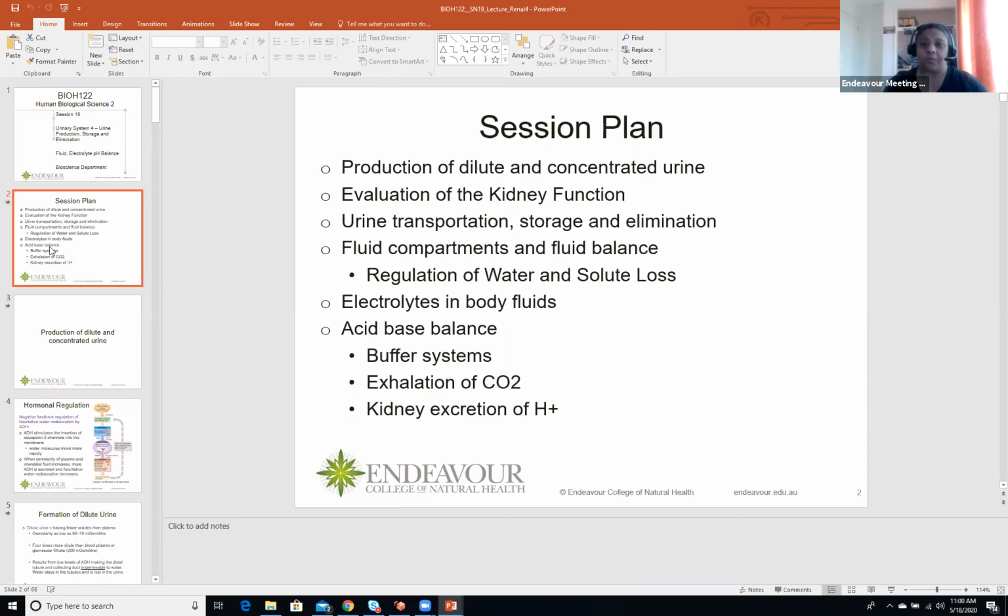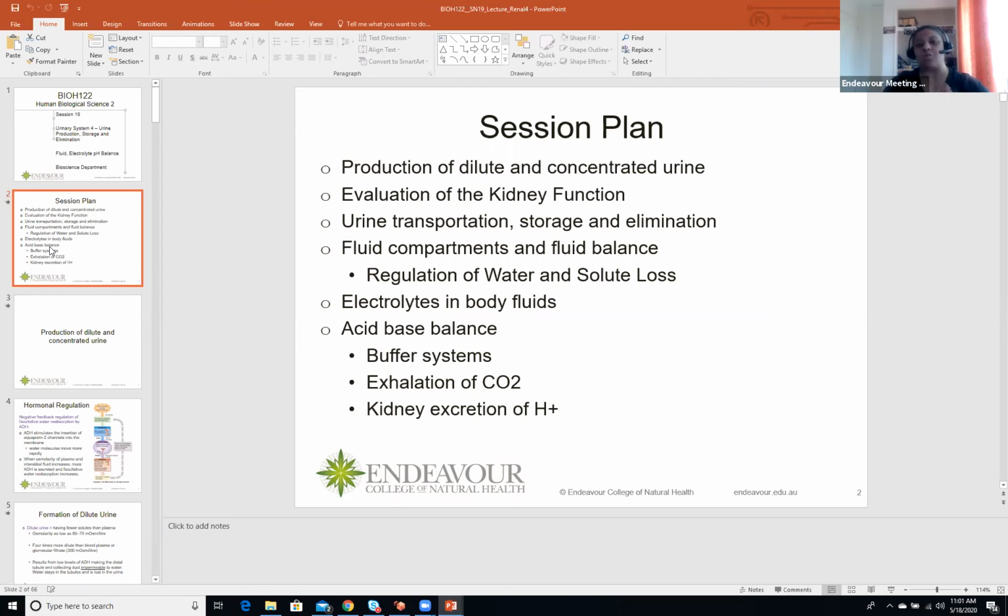Then I'll briefly talk about the renal functions and how we can use different tests to look at the renal function. The next part of the session will be looking at the structures of ureter, bladder, and urethra. And while we are looking at these structures, we will also talk about the micturition reflex, that is the reflex that helps us to void the urine out of the body. And that will be the first part of our session today.